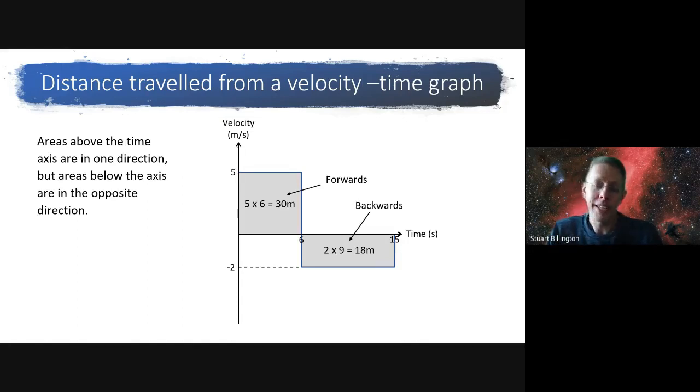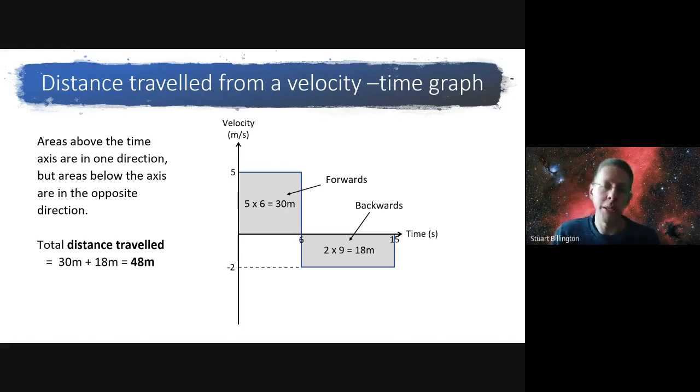So if the question is, how far did the object travel? Well, you need to be really crystal clear on exactly what the question is asking you, because the actual distance that has been traveled is 48 meters. The object traveled 30 meters forwards and then another 18 meters coming back again. So if you were walking, that would be you walking 48 meters. You walked 30 meters there and then 18 meters back again. So the actual distance that has been traveled is 48 meters. You add the two areas together.